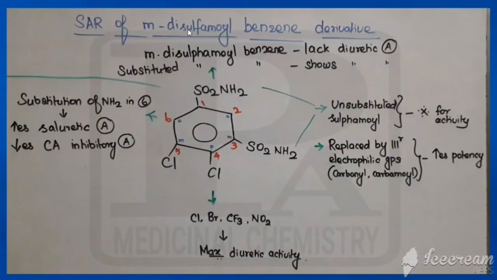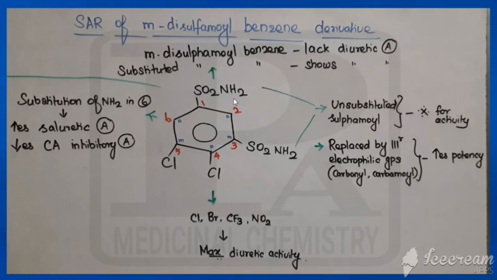Now we'll see the SAR of meta disulfamoyl benzene derivatives. What is the example for meta disulfamoyl benzene? That is dichlorphenamide. What is the structure of dichlorphenamide? It is a benzene with SO2NH2 at the first and third positions, and chlorines at the fourth and fifth. Both SO2NH2 groups are meta to each other, that's why they are called meta disulfamoyl benzene. Simply having meta disulfamoyl benzene means it lacks diuretic activity. If there is any substitution in meta disulfamoyl benzene, only then it shows diuretic activity.